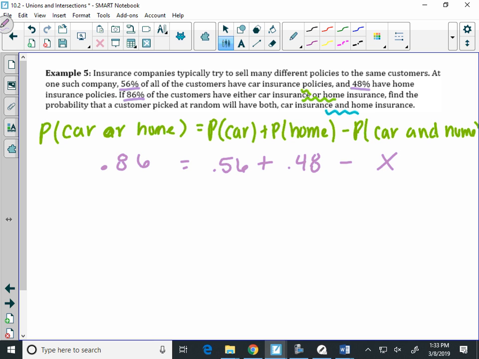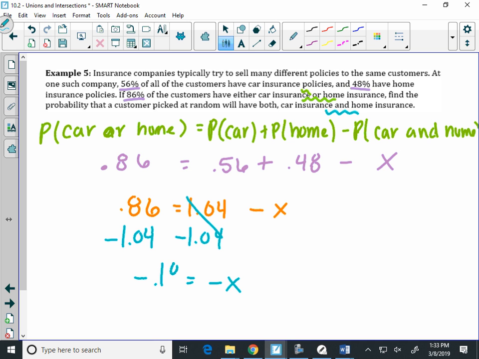And then we're just solving this like an equation. So this is 0.86 is equal to 0.56 plus 0.48, 1.04 minus x. To get x by itself, move the 1.04 over. So we get negative x is equal to, when you combine that in your calculator, you do 0.86 minus 1.04, you get negative 0.18.